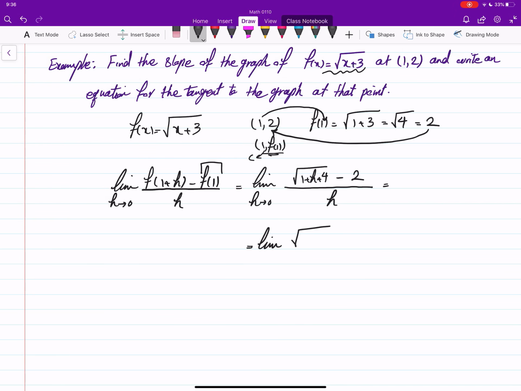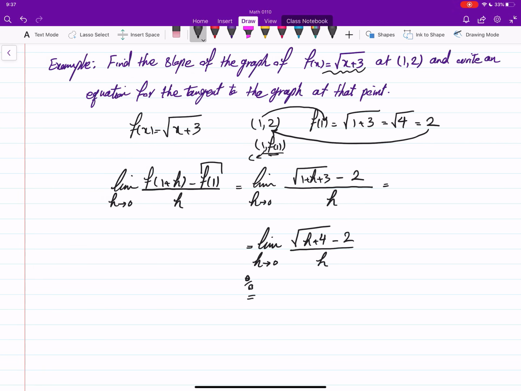Why do I have 4 there? This is 1 plus 3. Yes, the function is root x plus 3. So now that I add, it is root of h plus 4 minus 2 over h, as h goes to 0. It's a fraction, a ratio, a quotient. We want to find the limit. The first thing is the limit of the denominator is 0. You compute the limit of the numerator, you get 0 also, 0 over 0. So we have to find the limit of 0 over 0.